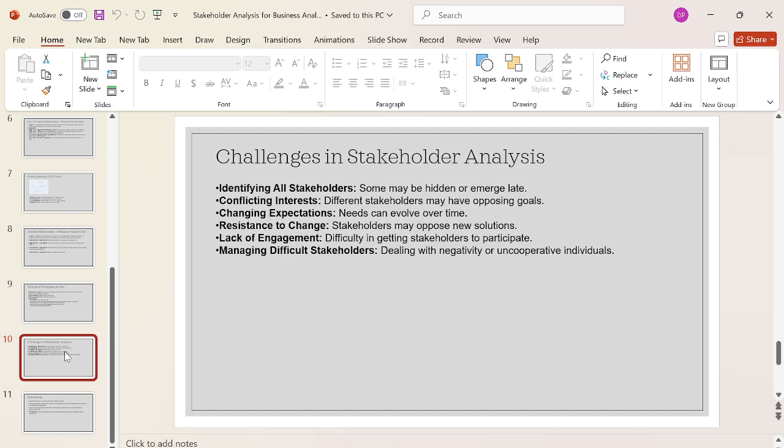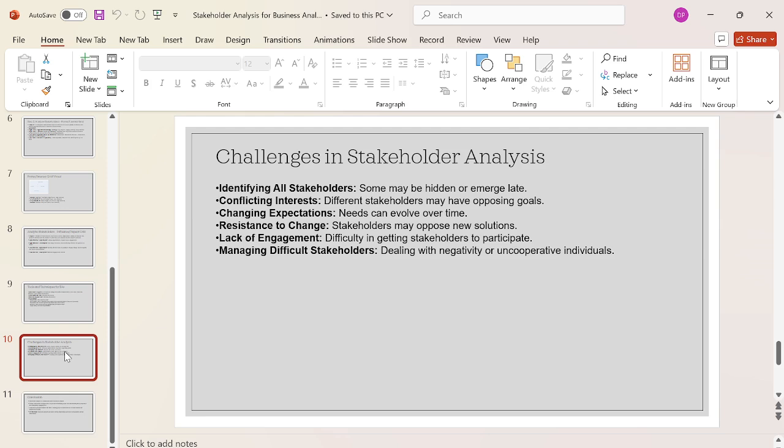Challenges in stakeholder analysis. The first one is identifying all stakeholders. It is important to list down all the stakeholders, to understand their roles and responsibilities, their interests, and their work experience in that same domain, and to know who is a high subject matter expert, who will give us the appropriate environment, and who has high power. That's very important. Some may be hidden and emerge late. So that's the first challenge.